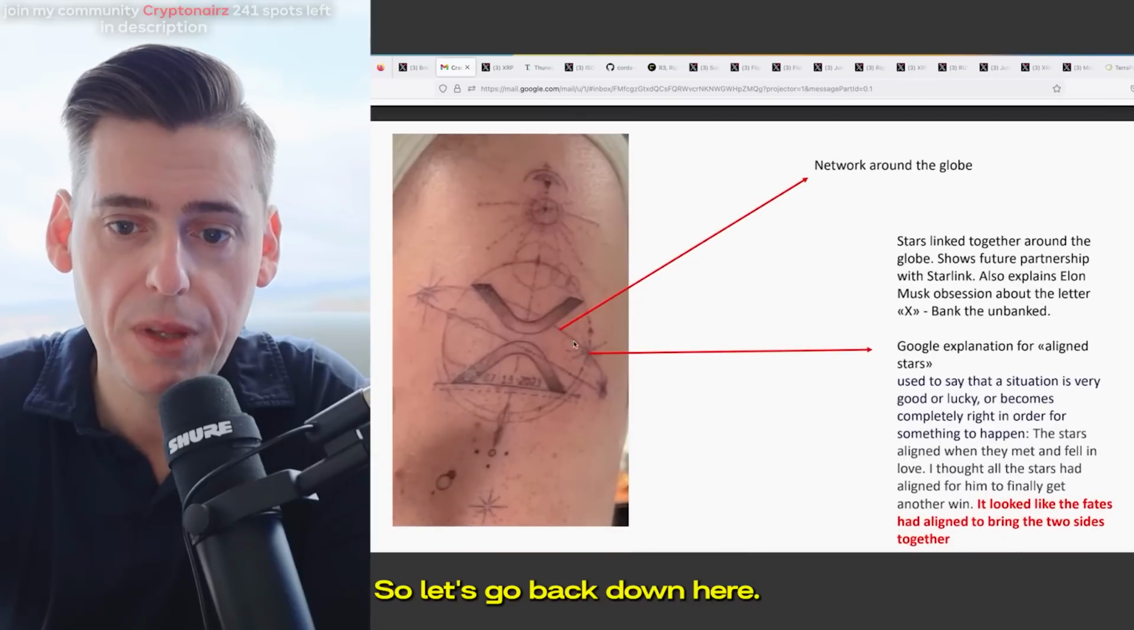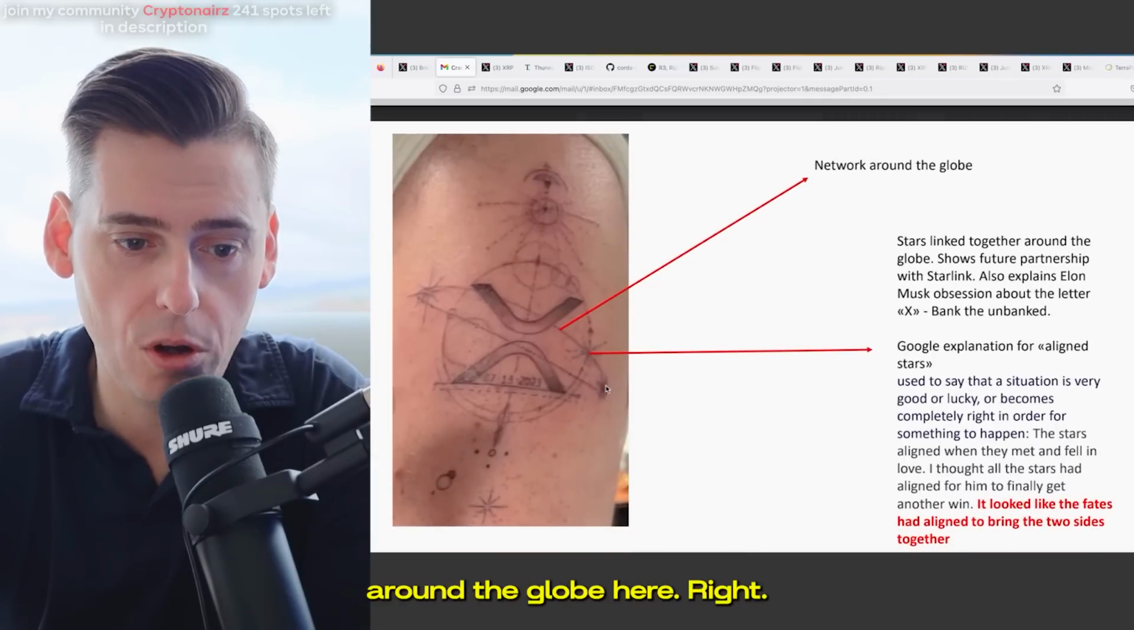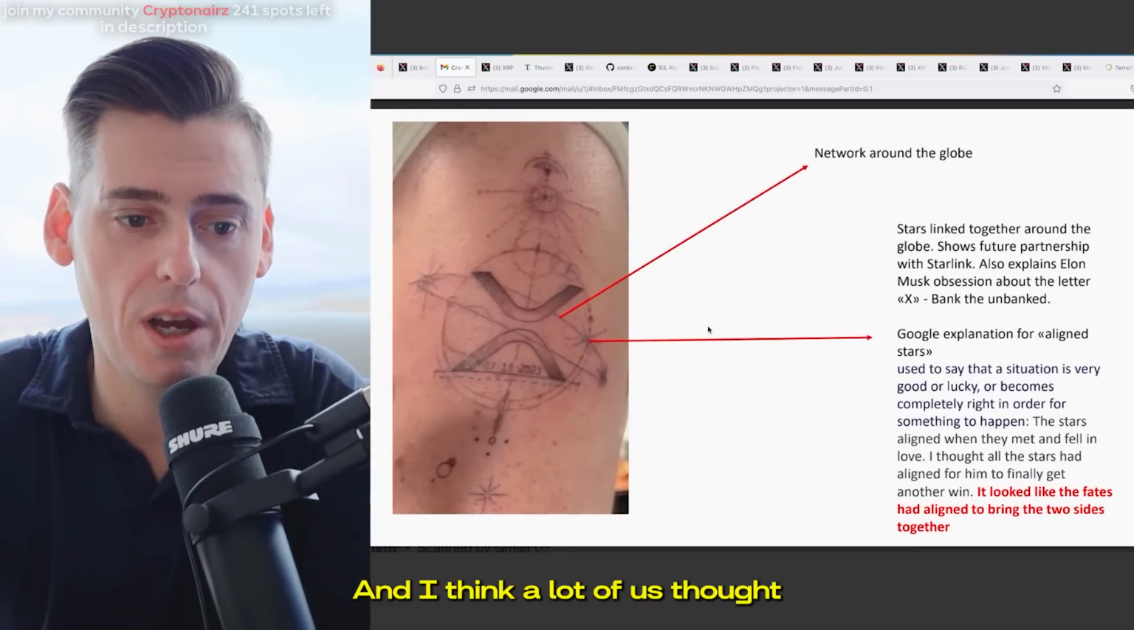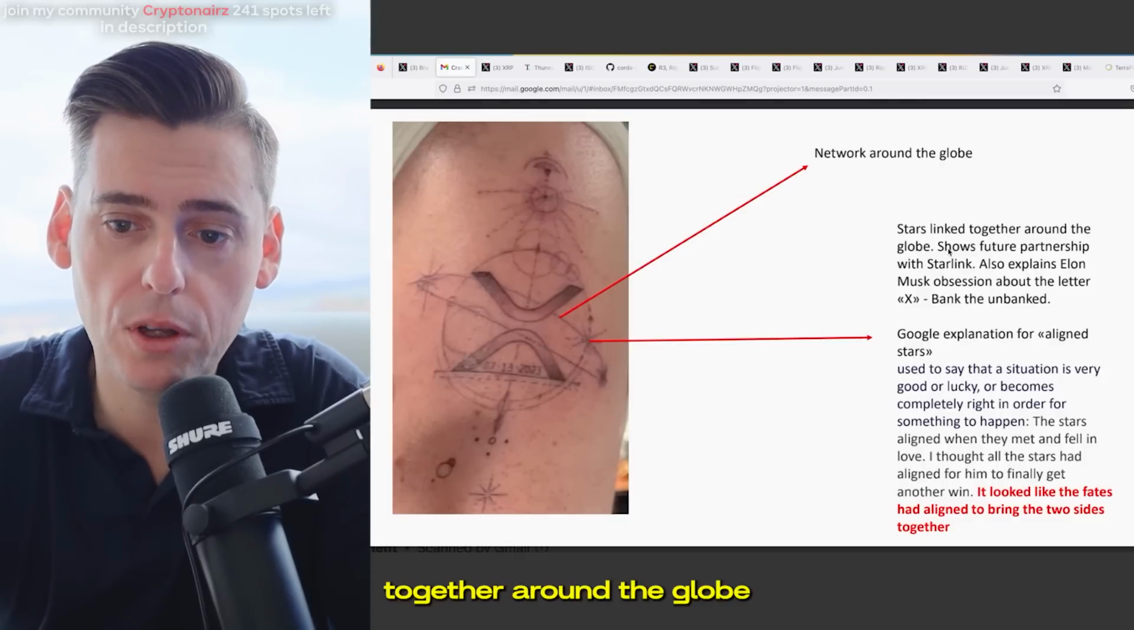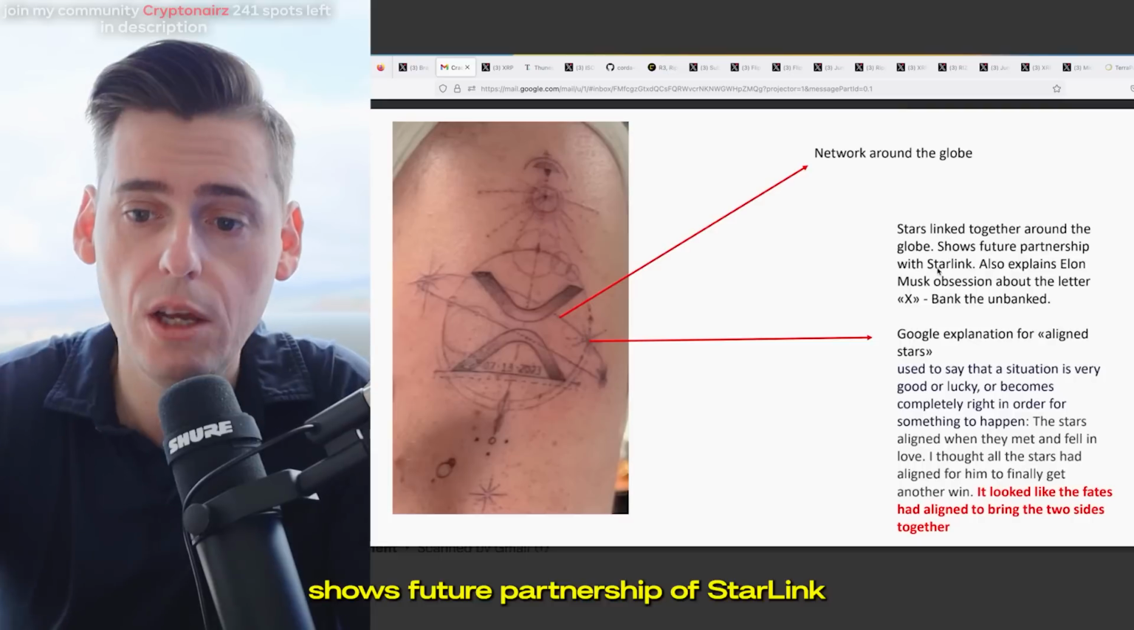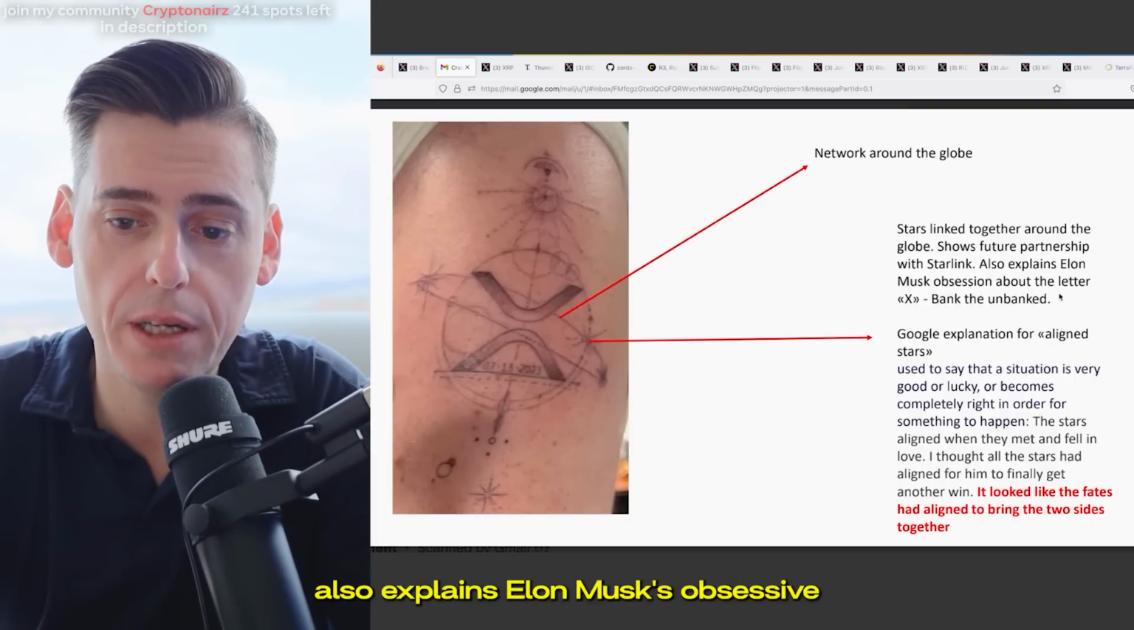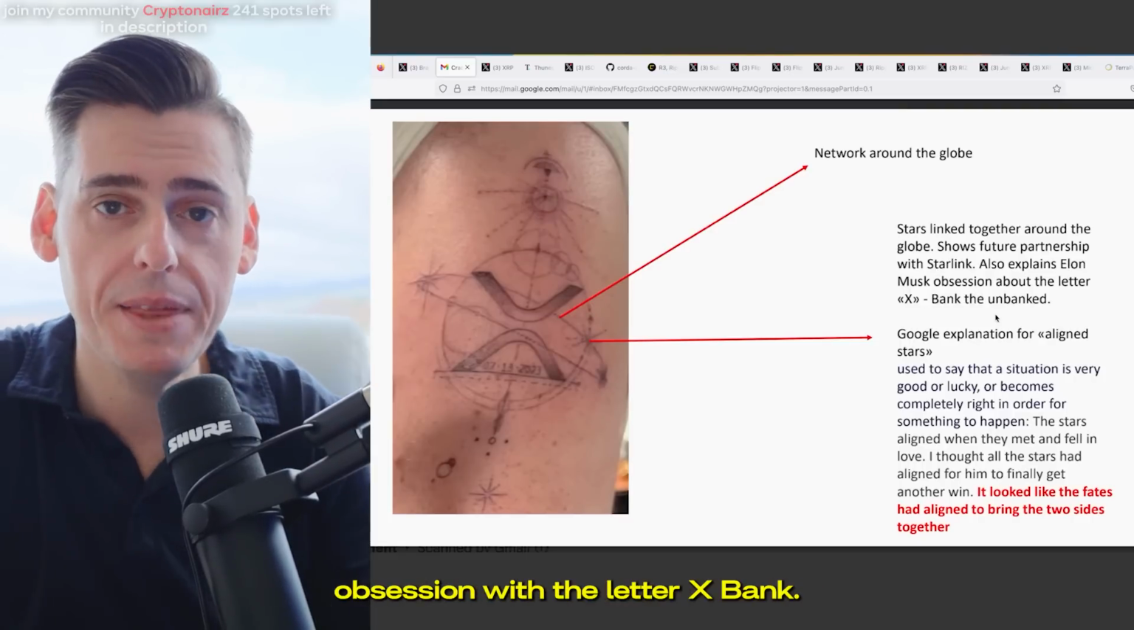So let's go back down here. So this is the network around the globe here. Right? And I think a lot of us thought this was Starlink, which he as well did. Starlink together around the globe shows future partnership with Starlink. Also explains Elon Musk's obsession with the letter X, bank the unbanked.